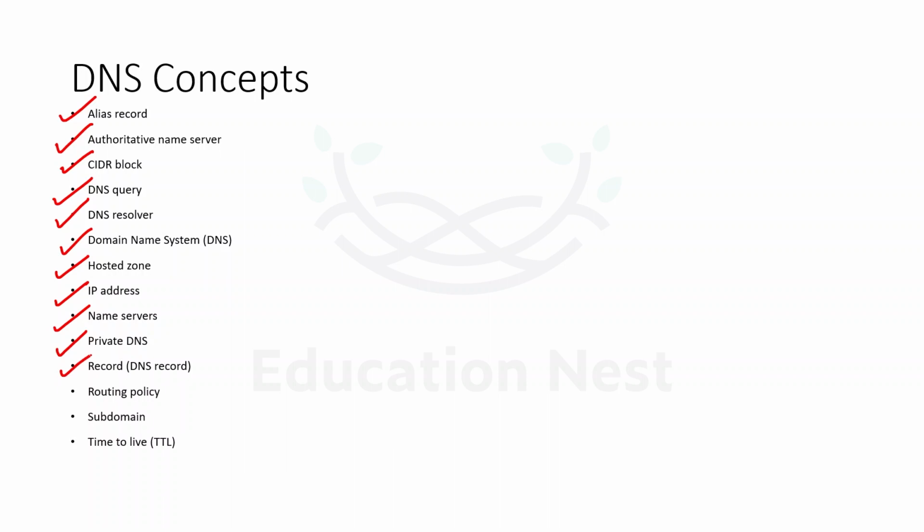Then we will be understanding what a DNS record is, what the different types of it are, routing policies, subdomain, and time to live. Now, out of all of this, we'll be discussing one by one on this slide itself, but DNS record and routing policy we would be discussing in depth. Okay, so let us try to understand these concepts about DNS.